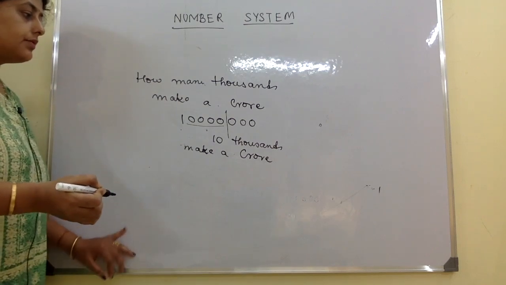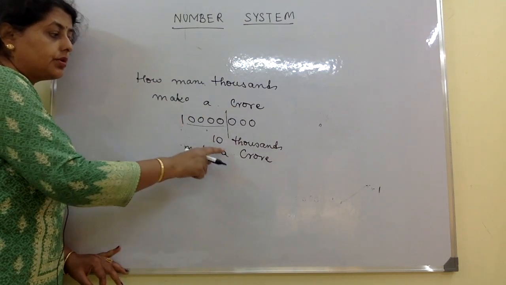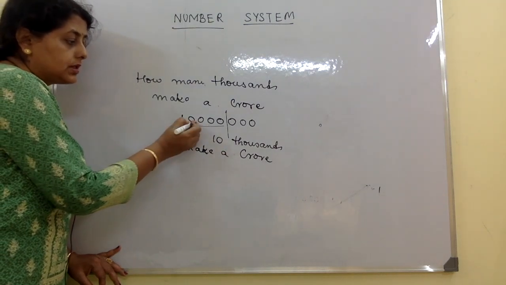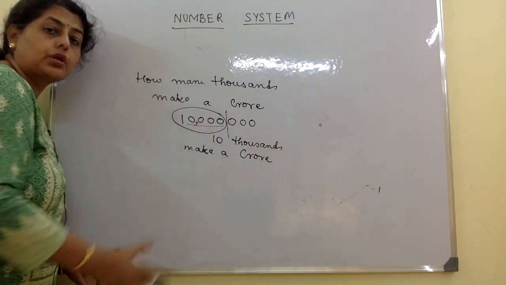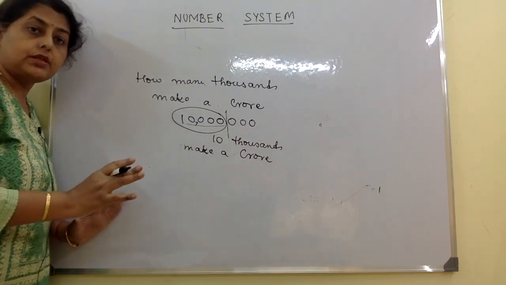So simple thing, same question. I just changed lakh to crore here. Here I changed the number and here I changed the words. So 10,000s make a crore. This is how you should calculate. You can do it in the main place also, no need to do it in the rough place.